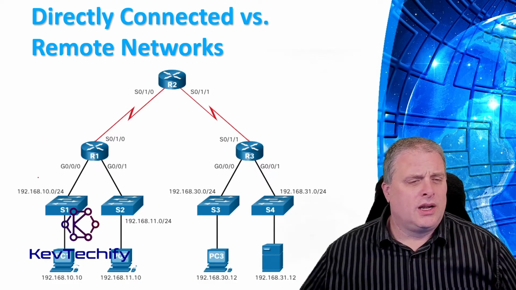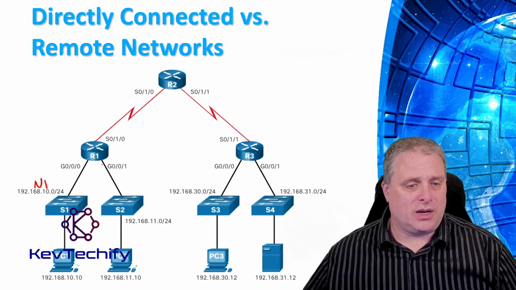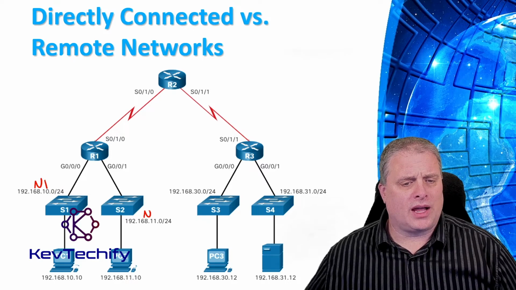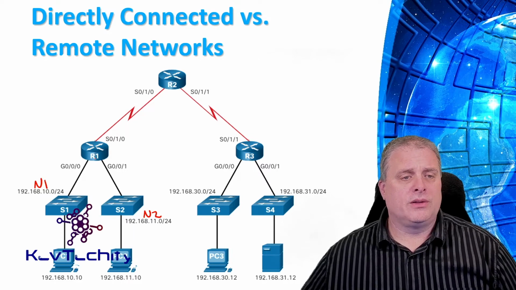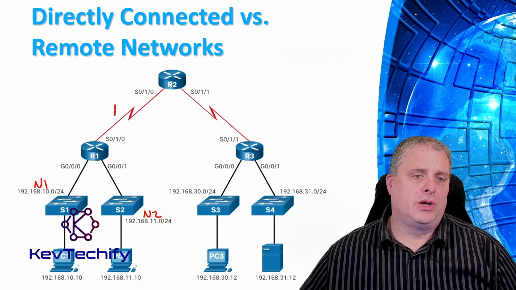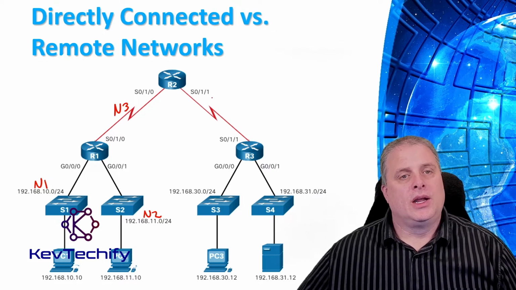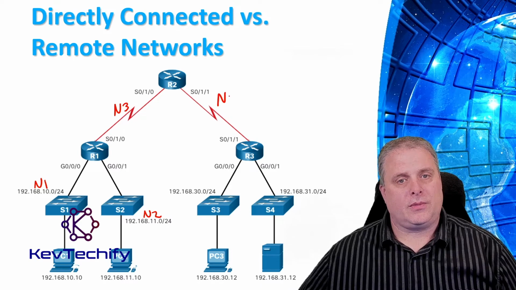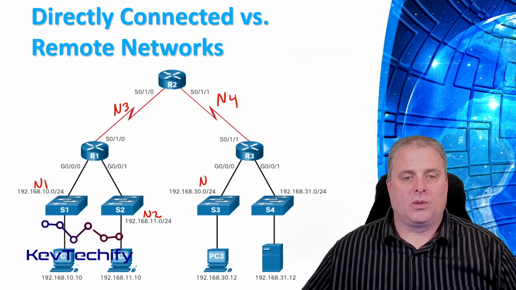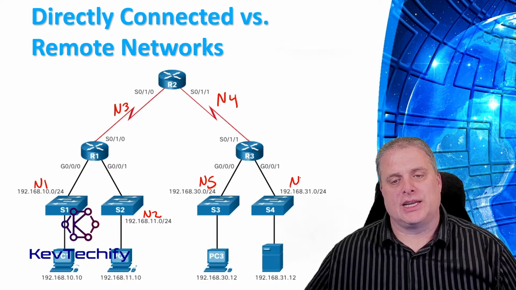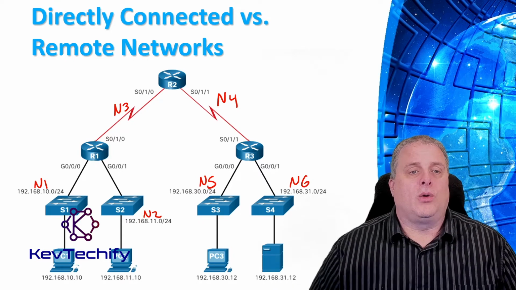Down on the bottom left, we have the 192.168.10.0 network. Then we have the 192.168.11.0 network. We have the network between router 1 and router 2. That's network 3. It can't be any of the existing ones, so it needs to be a separate one. Then between R2 and R3, we have network 4. And on the other end of router 3, we have network 5 and network 6. We have 6 different networks in our network.